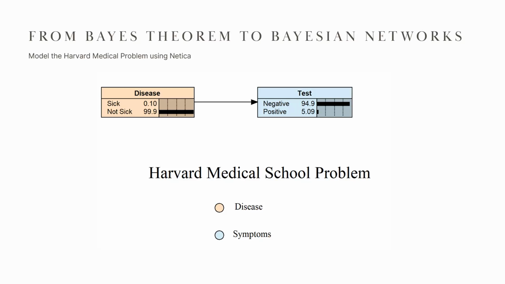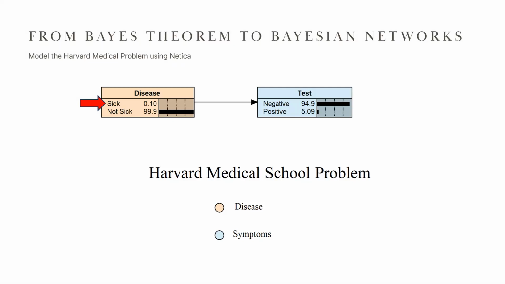It starts off with no evidence, and so the probability, on average, of not being sick is almost 100%. The probability of a negative test is about 95%, and the chance of testing positive is a little over 5%. Now let's enter some evidence.